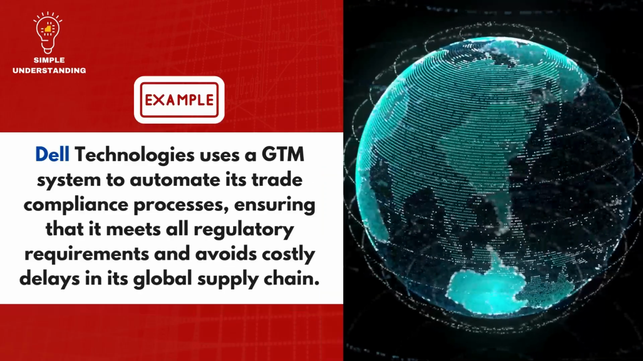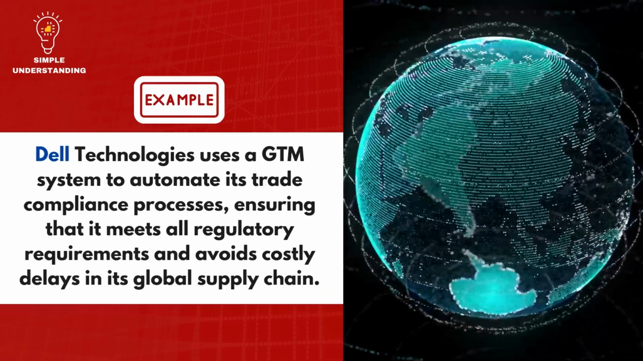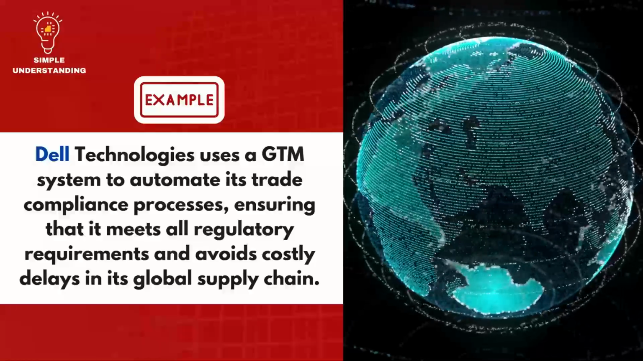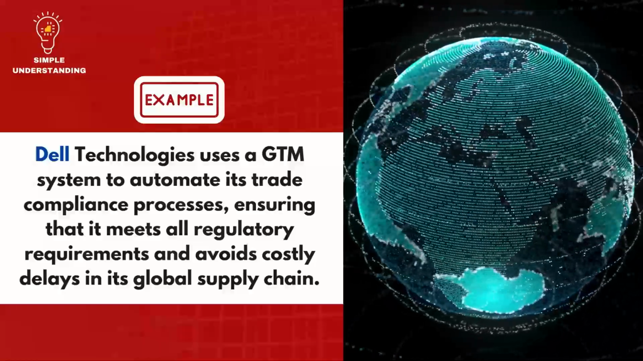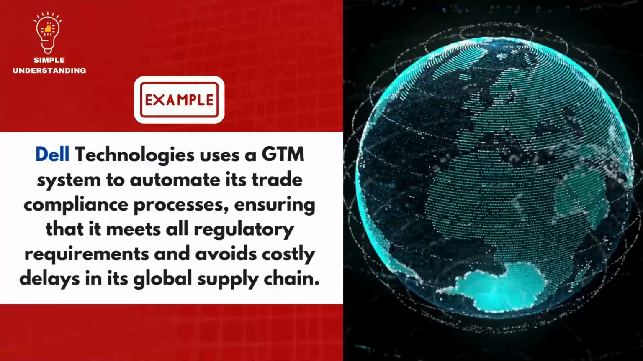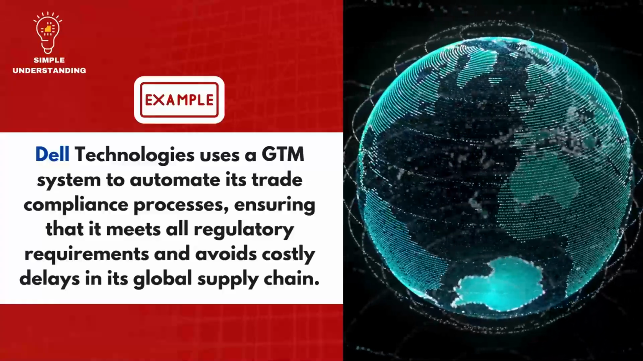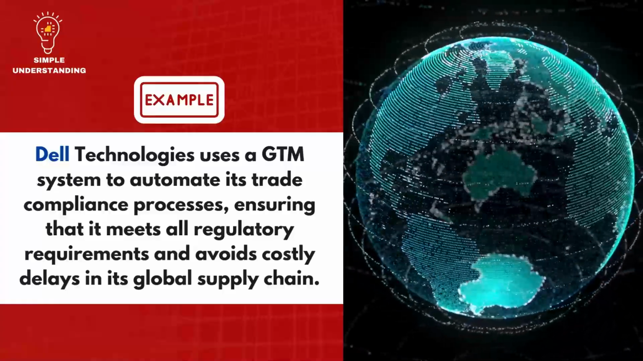Real company example. Dell Technologies uses a GTM system to automate its trade compliance processes, ensuring that it meets all regulatory requirements and avoids costly delays in its global supply chain.